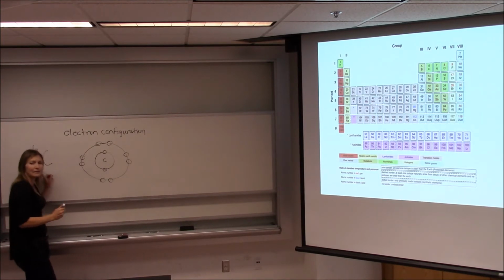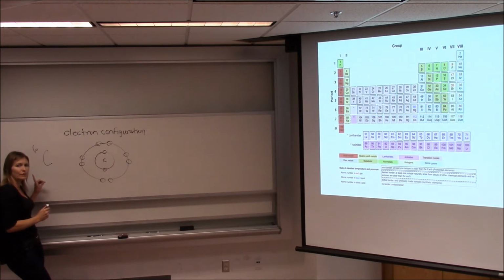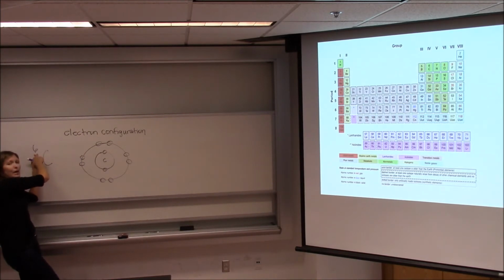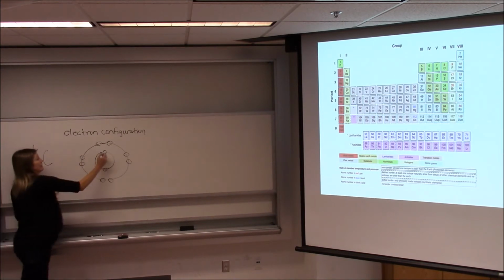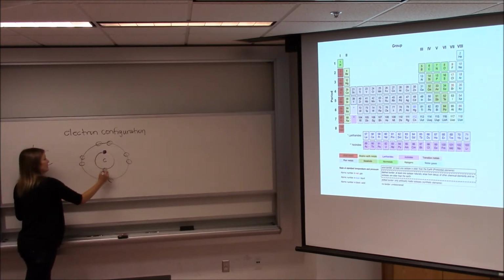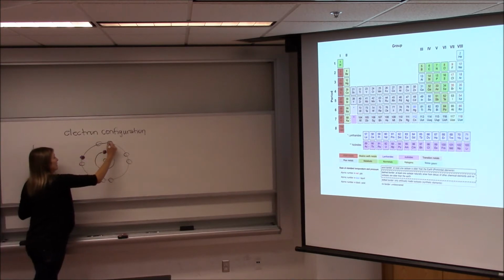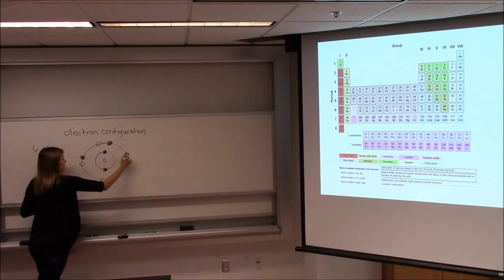Okay, so carbon is atomic number 6. That means it has 6 electrons total. It doesn't have 4 total, it has 6 total. This atomic number is going to tell you the total number of electrons. 6: 1, 2, 3, 4, 5, 6.